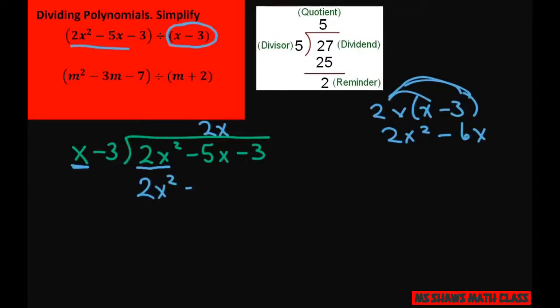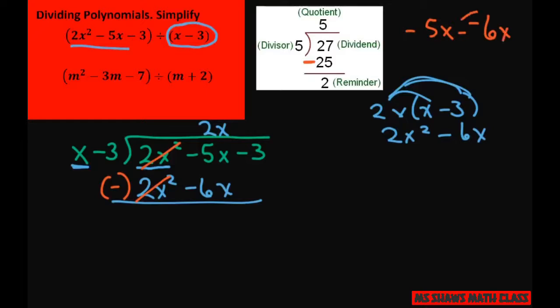2x squared minus 6x. And then we're going to subtract. Just like you subtract here, we're going to subtract. And that's what we did. We got rid of those because those zero out. And negative 5x minus a negative 6x, two negatives make a positive, so that's just going to be x minus 3.